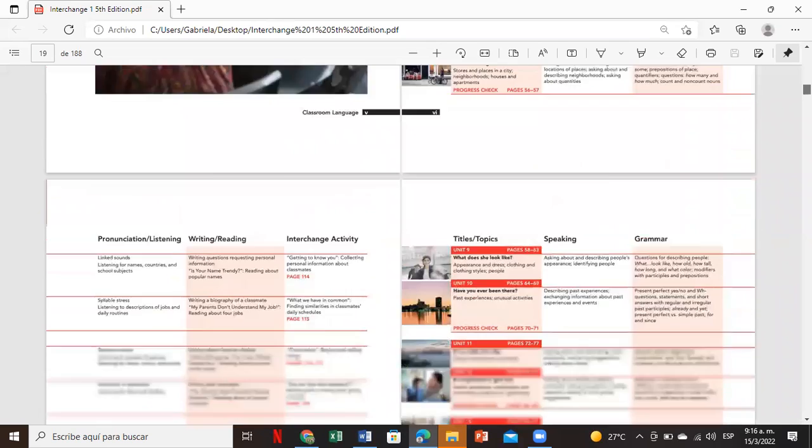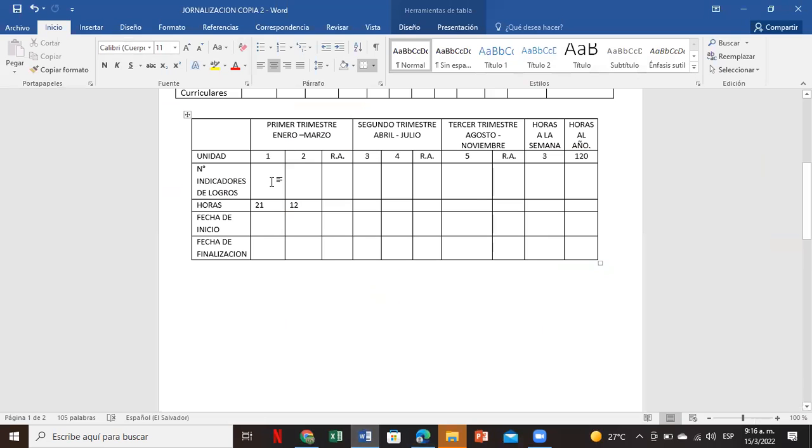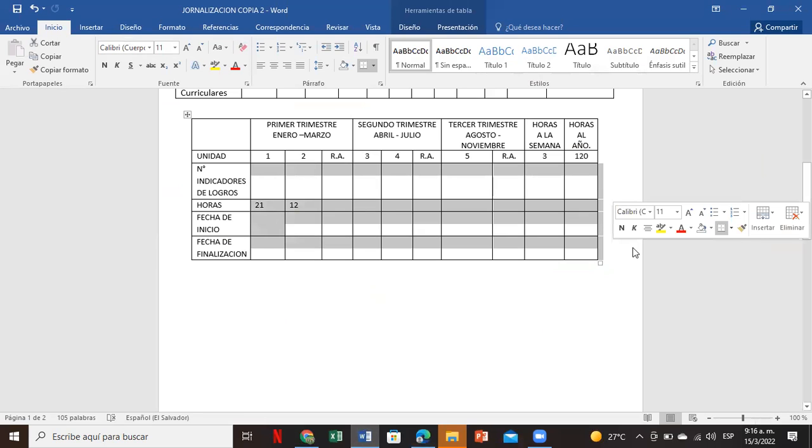Entonces, ¿dudas o preguntas, señores? Si usted se fija, aquí no tiene que reflejar el nombre de la unidad. No tiene que reflejar absolutamente nada. Lo único que va a poner prácticamente son números. ¿Dudas o preguntas?